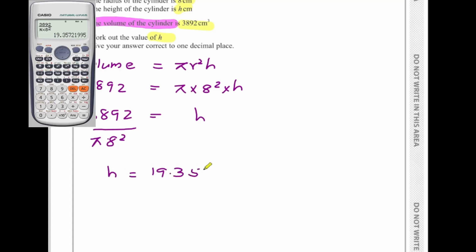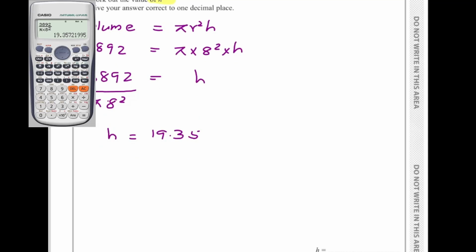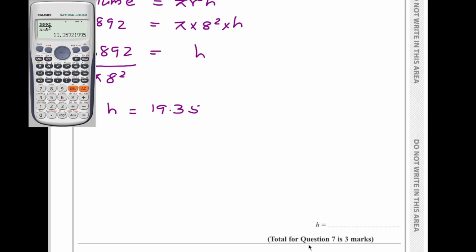So our answer comes as 19.35. Okay, we are asked to leave the answer correct to one decimal place here. Therefore, final answer to be written with 19.4. Because this is the first decimal place, then you have to check out the second decimal place. It is 5, therefore you have to add 1 to this one. It becomes 19.4 centimeters.